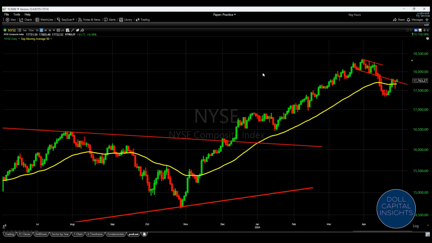This is the New York Stock Exchange. Now, I look at this pretty much every time, and one of the reasons is because it's broader based. What I mean by that is those other indices are smaller compared to the NYSE. The NYSE index is over 2,000 stocks. Kind of gives you a better picture of what everything is doing.